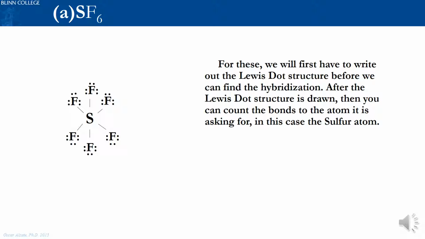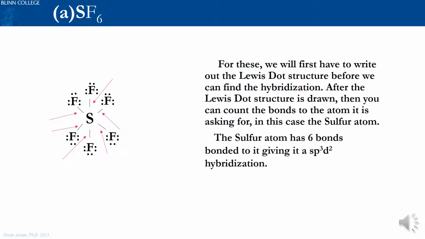For these problems, we will do the same as we did before, but we will have to draw the Lewis dot structure before we find the hybridization of the atom requested. So after you've drawn the Lewis dot structure, you can count the bonds to the atom it is asking for, which in this case is the sulfur atom. And you just count the links to the sulfur atom and find that there are 6, giving it an sp3d2 hybridization.